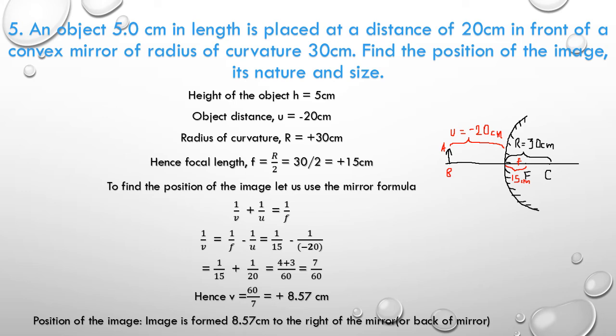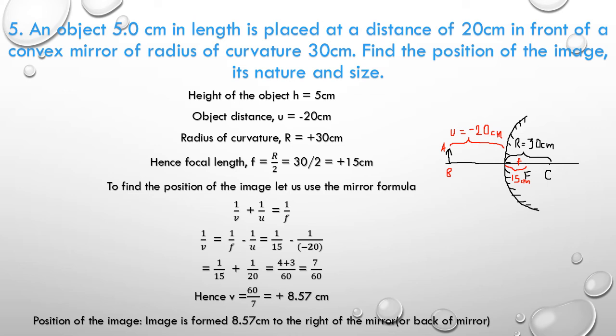Now to find the position of the image, we are using the mirror formula 1 by v plus 1 by u is equal to 1 by f, or 1 by v is 1 by f minus 1 by u, that is 1 by 15 minus 1 by minus 20. So it becomes 1 by 15 plus 1 by 20. So we get 7 by 60. So that is our 1 by v. We need v, so we take the reciprocal, that is 60 by 7. The answer is plus 8.57 centimeter.